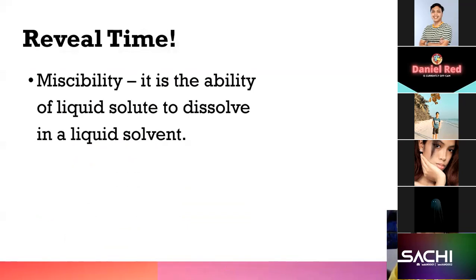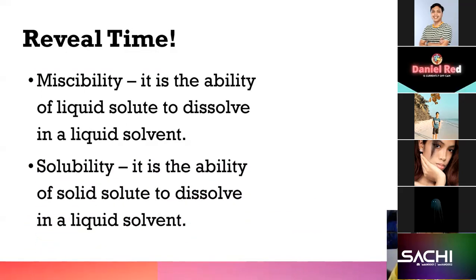So this will be regarding the state of matter. Once again, you have three major types of state of matter: solid, liquid, and gas. Miscibility and solubility are different according to the state of matter involved in the process. Second one is solubility. It is the ability of a solid solute to dissolve in a liquid solvent.